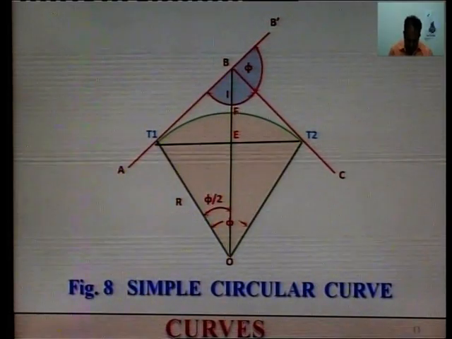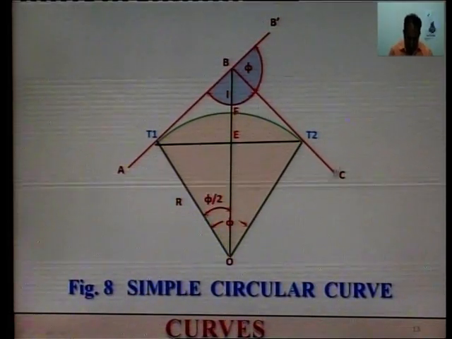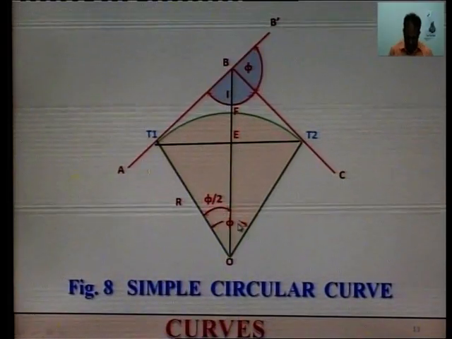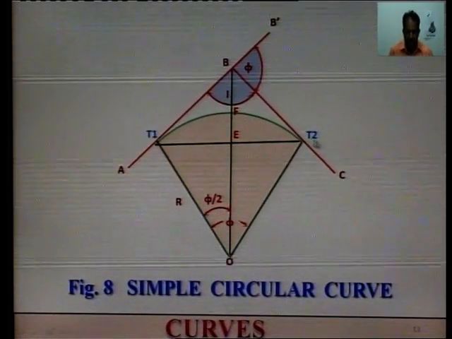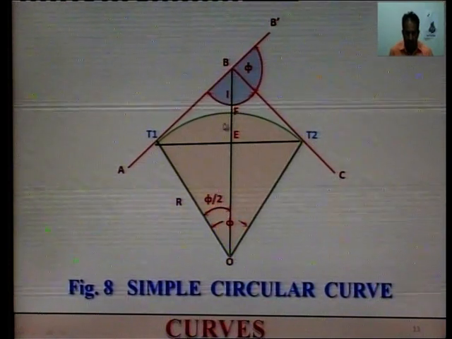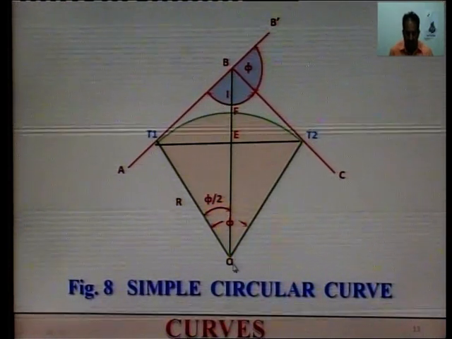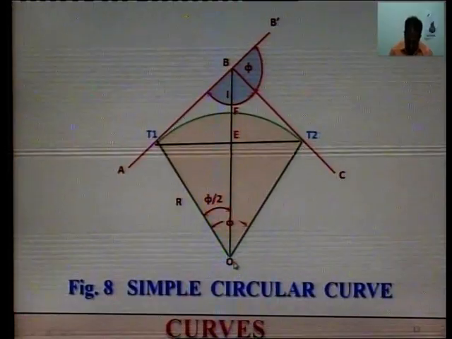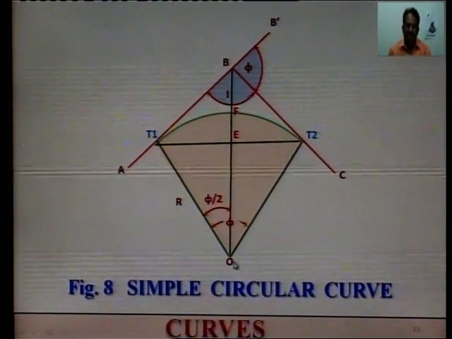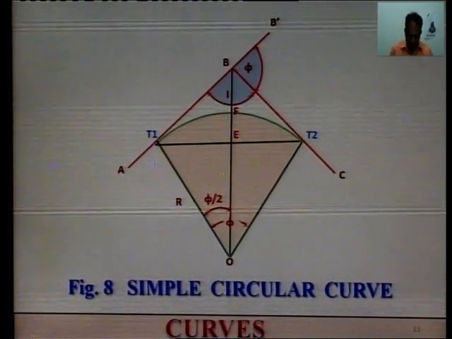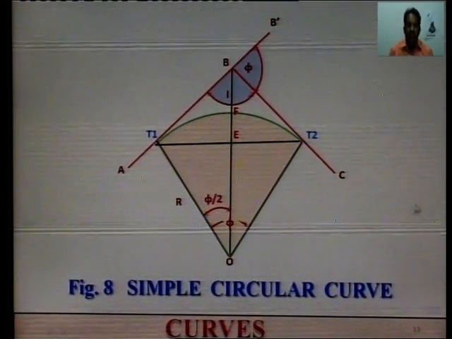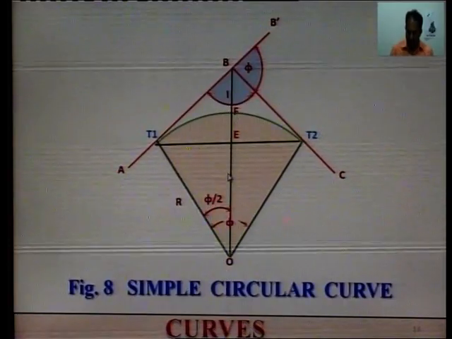The angle subtended at the center of the curve by this arc T1 F T2 is called the deflection angle phi. So, these are some parts of the curve that I have just shown you.